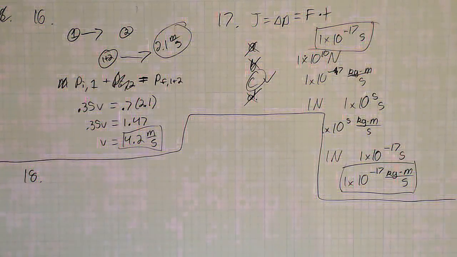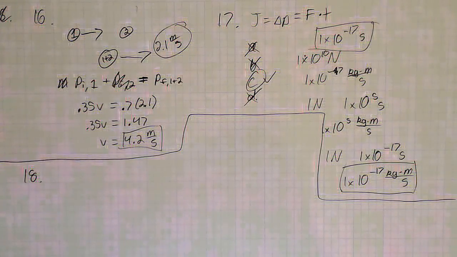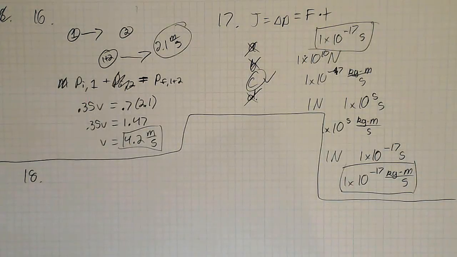Okay. Anyway, an astronaut with a mass of 70 kilograms is outside the capsule when the tether line breaks. To return to the capsule, the astronaut throws a 2.0 kilogram wrench away from the capsule at a velocity of 14 meters per second. At what velocity does the astronaut move towards the capsule?